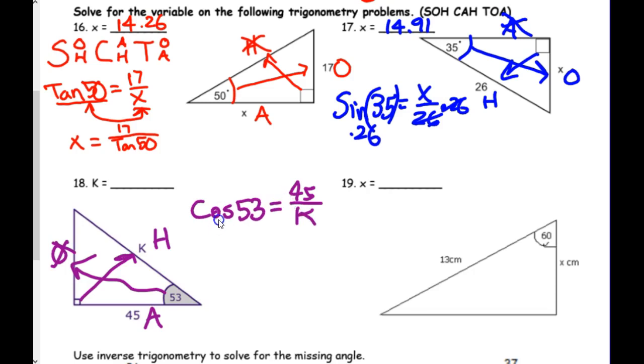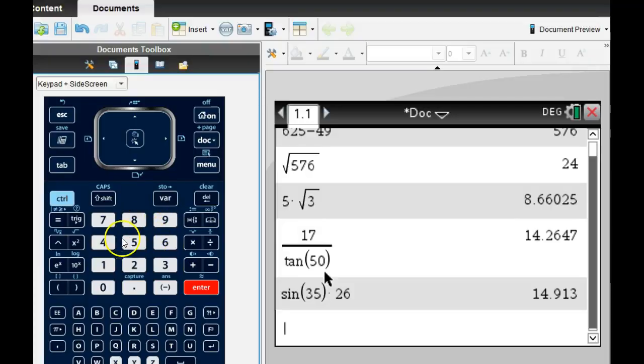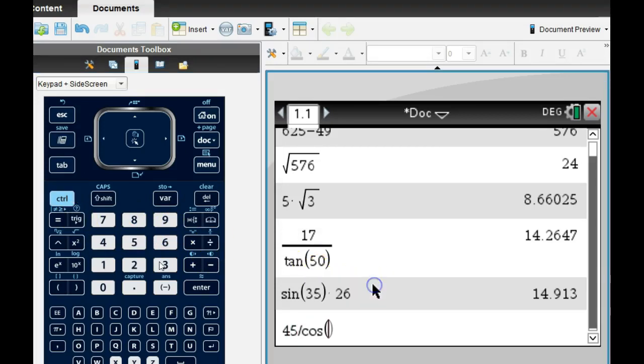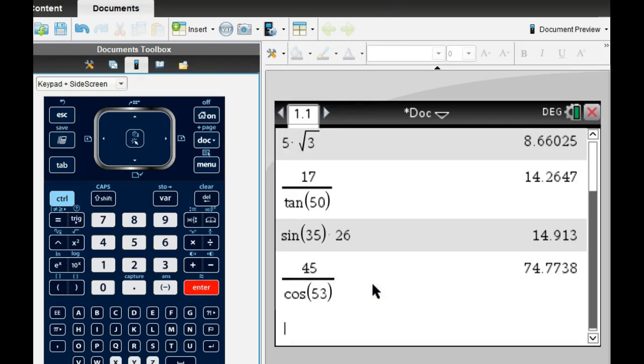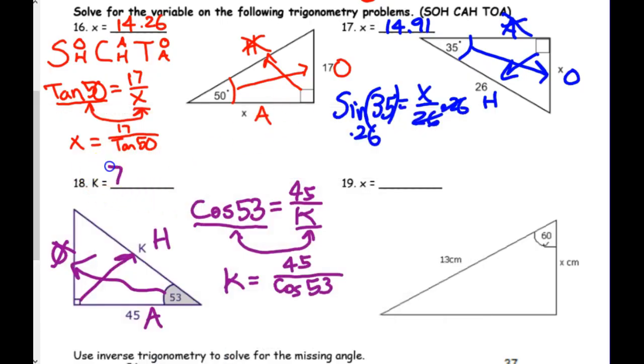All right. Again, it's two steps of algebra combined into one. The left side and the denominator can switch. So K equals 45 divided by cosine 53. All right, 45 divided by trig, cosine 53. And we end up getting 74.77. Units.